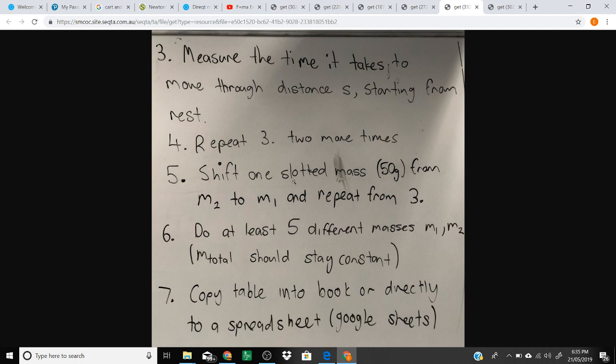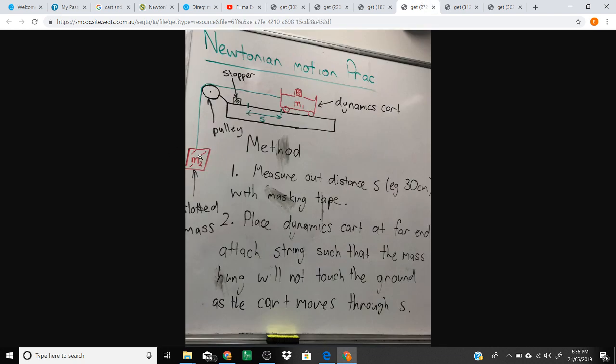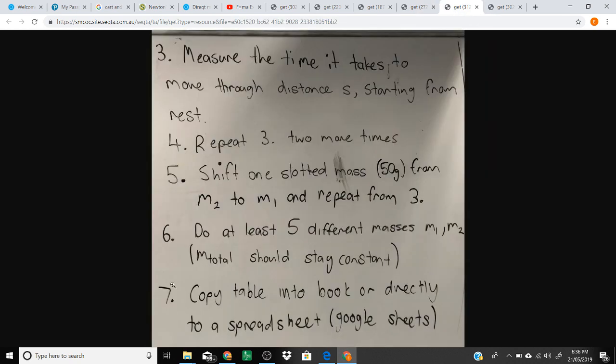And what we're going to do is shift one of the solid masses, which are 50 grams each, so we use lighter masses than what we show in the video, from M2 to M1. Now, just to be consistent, that's M2 to M1 in terms of this diagram, where unfortunately I've swapped out my masses. And then again, just go back to step 3 and repeat that. And then do this for 5 different masses.